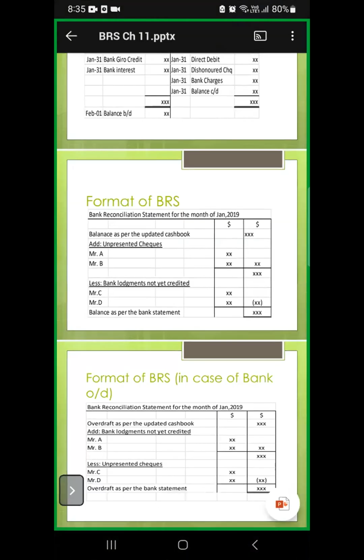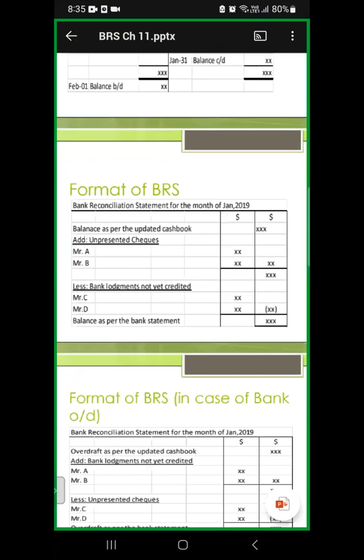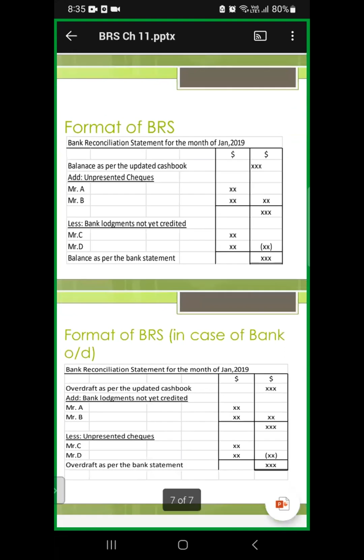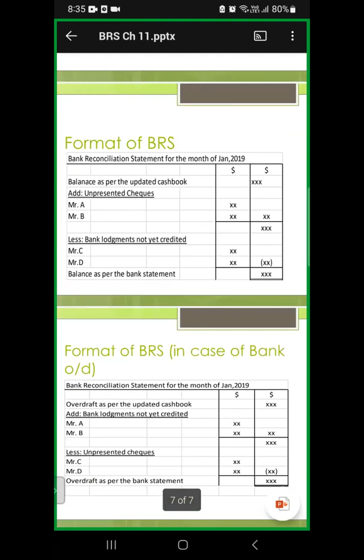I was having a doubt over here. As you showed, when it's just cash book, it is like this, and this is for the overdraft one. There are two different formats for overdraft and normal balances. So if you have the overdraft, you add the bank lodgements, and if you don't have the overdraft, you list the bank lodgements. That's how it works.